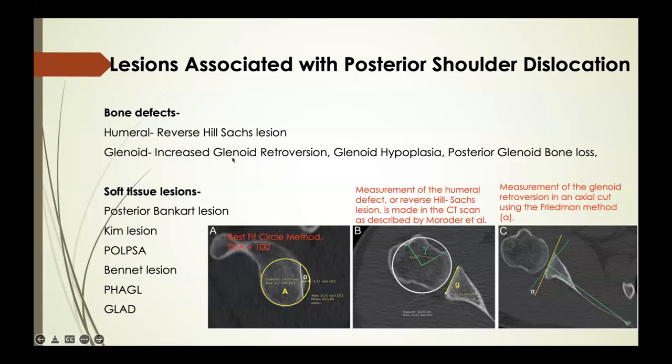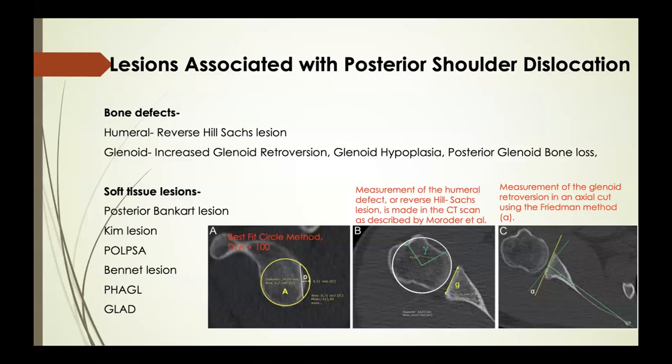Then coming to the reverse Hill-Sachs, we have to measure the gamma angle, which is measured by the line drawn from the bicipital groove to the center of the circle and to the medial border of the defect. This angle, if more than 90 degrees, is considered an engaging lesion, so we should treat with bony procedures.